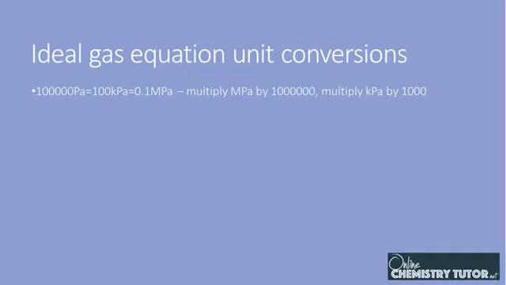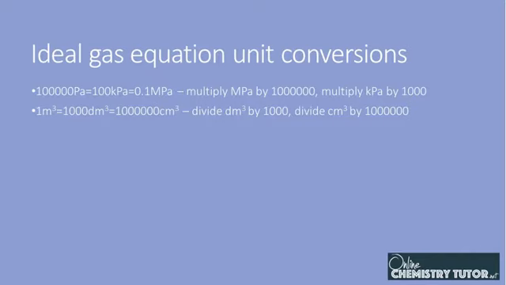So 100,000 pascals would be 100 kilopascals, which would be 0.1 megapascals. You would multiply megapascals by 1 million to convert to pascals. If you're given pressure in kilopascals, you'd multiply by 1,000 to generate the pressure in pascals, but that is what it must be. It must be pascals.